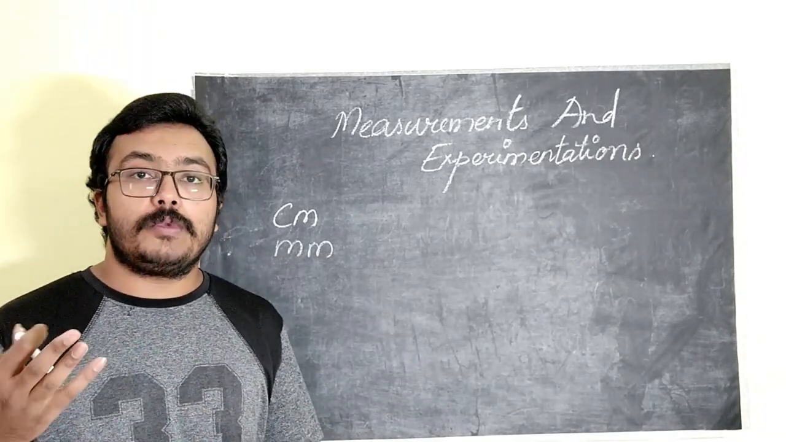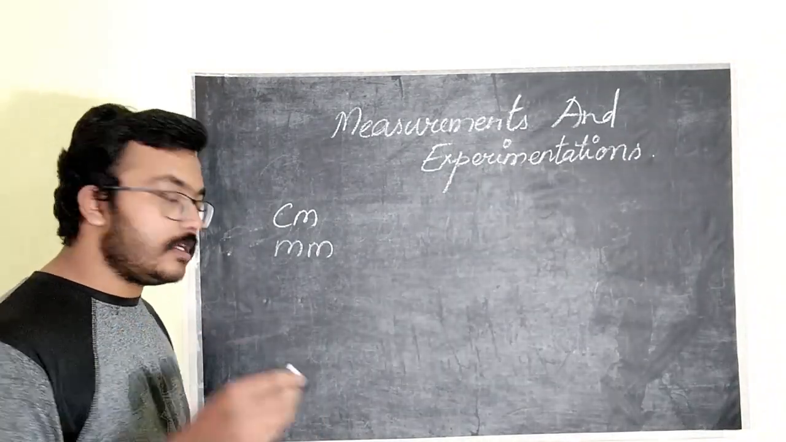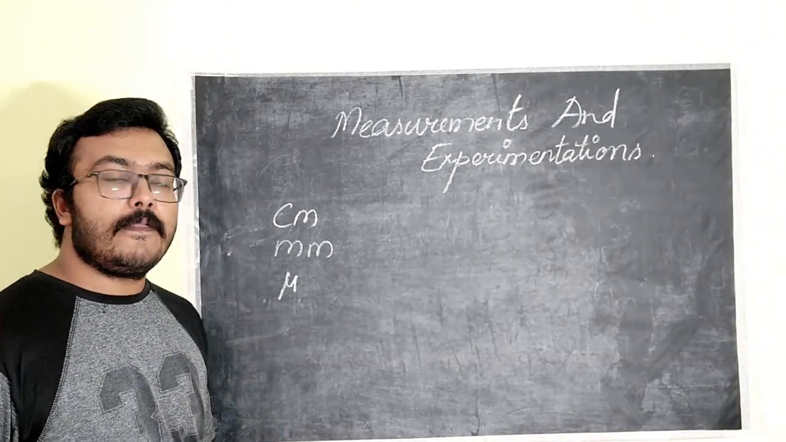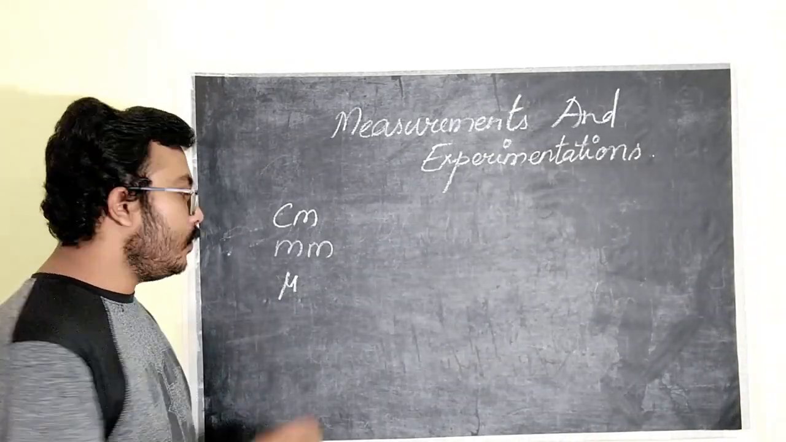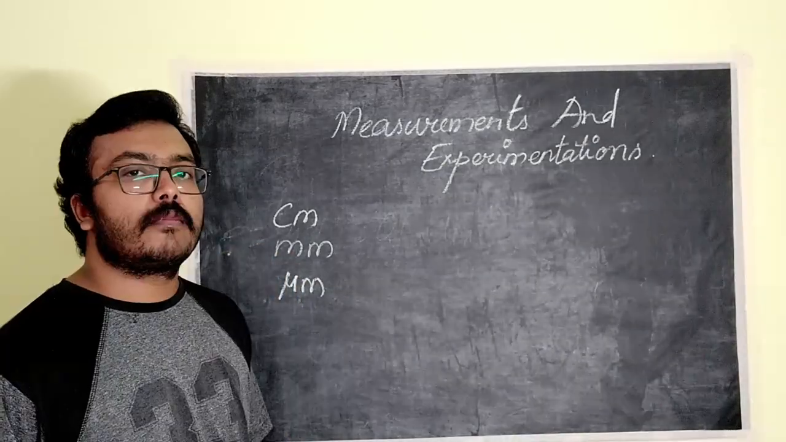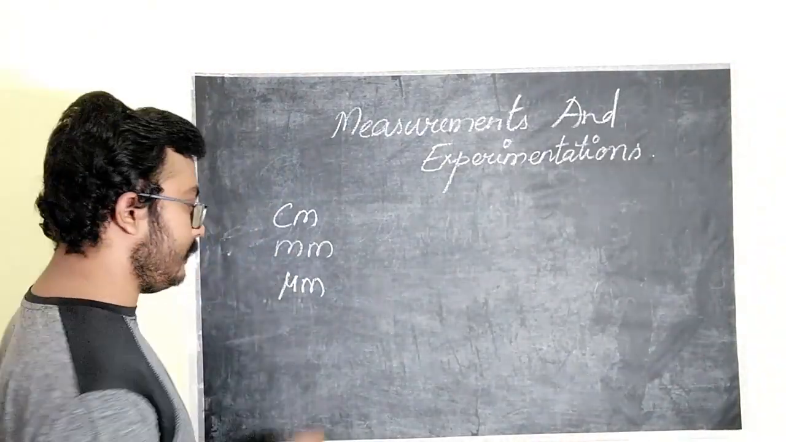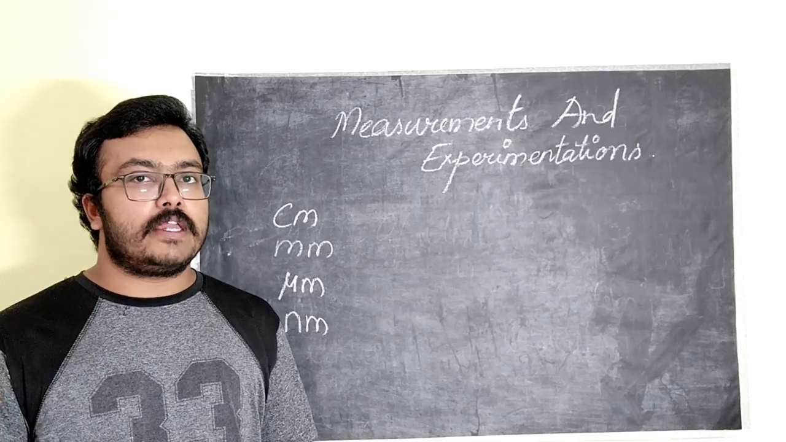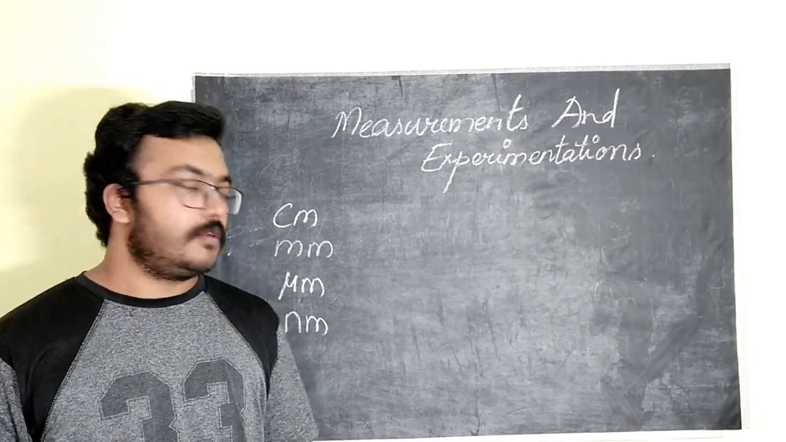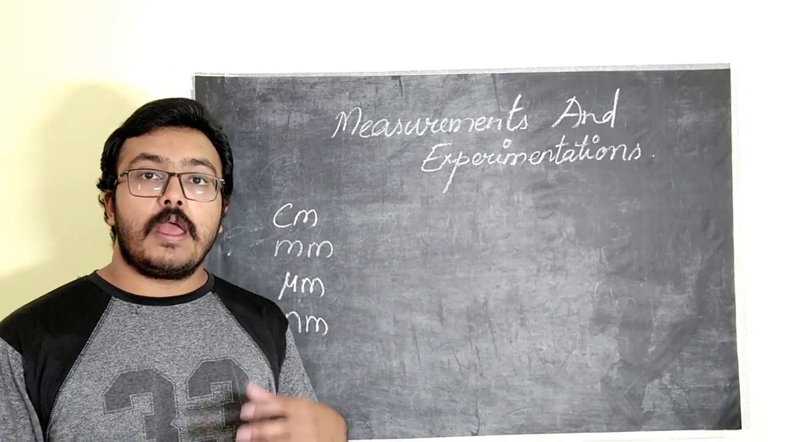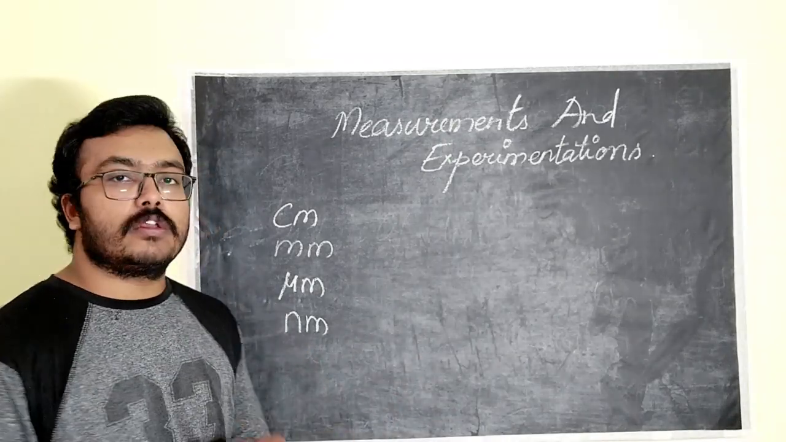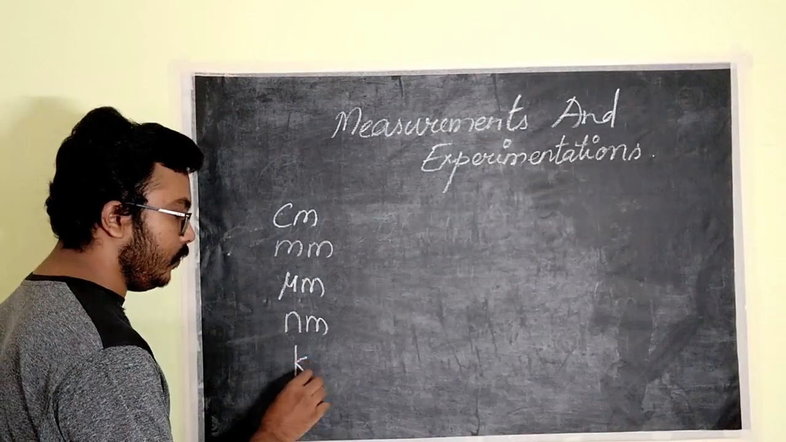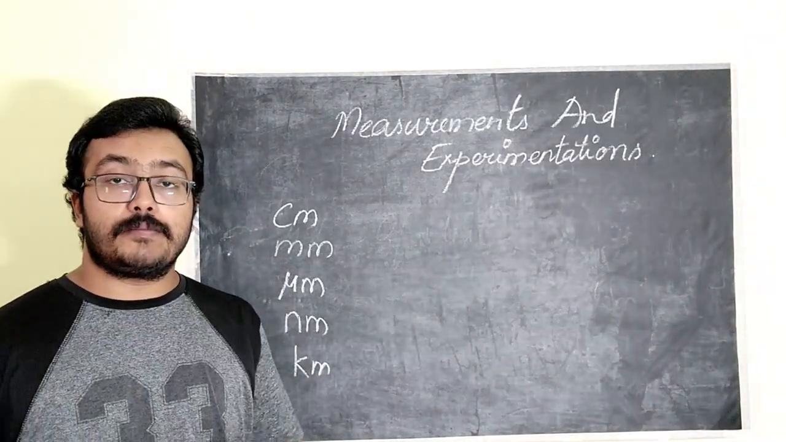We can express it in micrometer, that is, micro, the symbol is mu. Alright, it looks something like this. You can practice that if you don't know. Micrometer. Then you can express it in nanometer, nano, n, meter. Nano is 10 raised to minus 9. Yes, go through the table, you'll get the symbols for all these things in terms of mathematical way and in terms of symbolical way. Also, you can express it in kilometer. Yes, that's a bigger quantity.